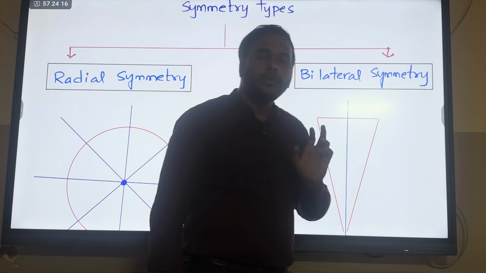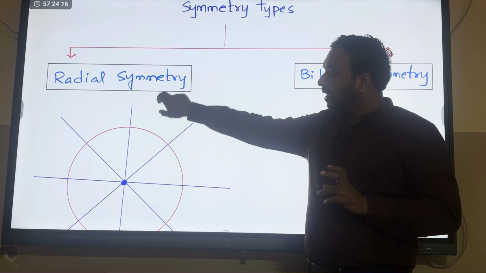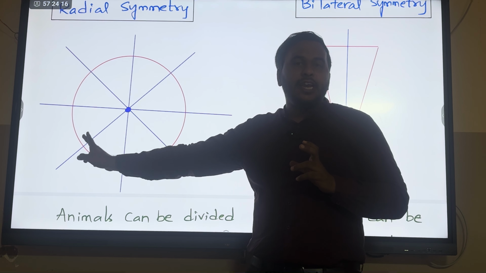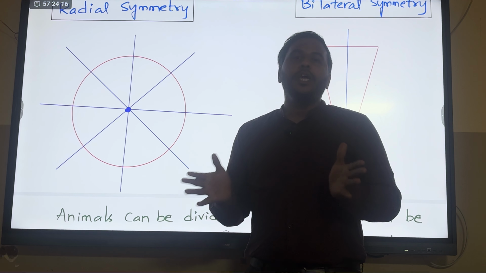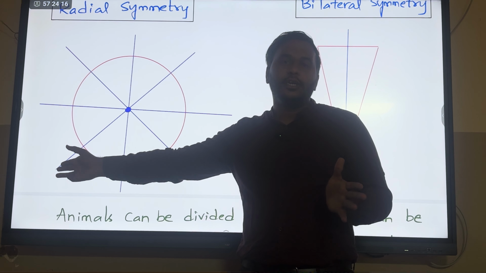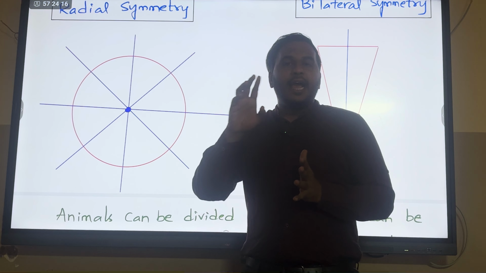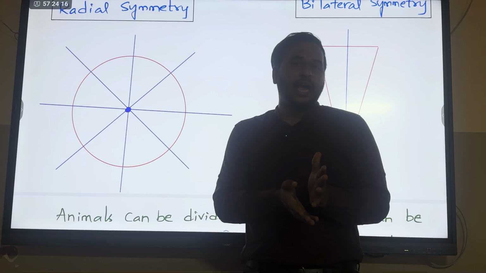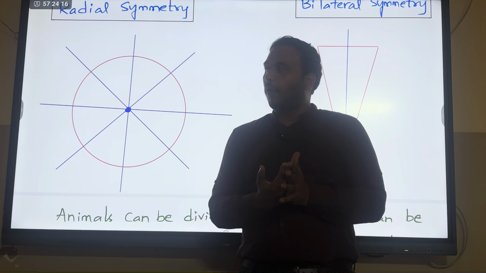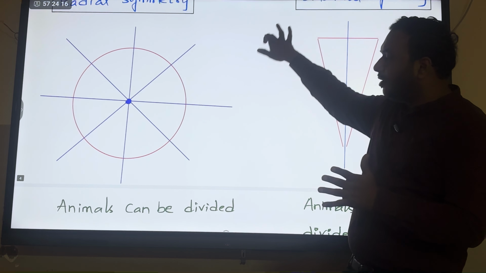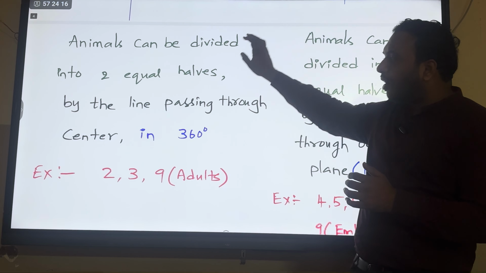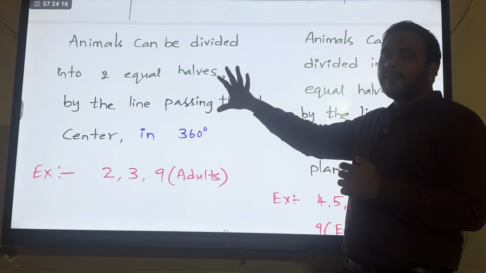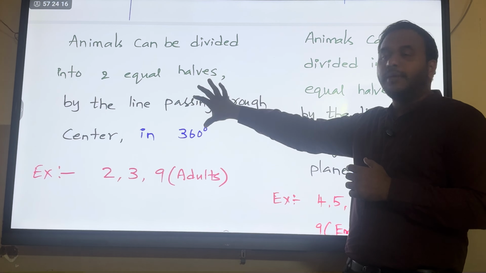The first one is radial symmetry. That means if you draw a circle, from the center, by taking any plane, you can divide that circle into two equal halves by the line passing through that center, right? So this is very simple to understand. The animal also, if it can be divided into two equal halves by the line passing through the center or the central axis of the body, then it is called radially symmetrical. So the animal can be divided into two equal halves by the line passing through the center in how many degrees? 360 degrees. So these animals are called radially symmetrical animals.